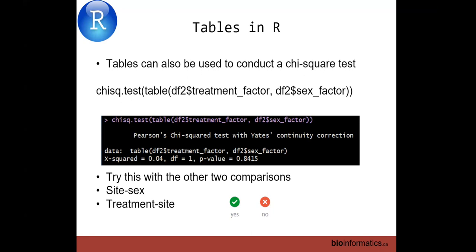But the chi-square test is actually computed on the table of your data itself, and that's why this works. You don't have to run chi-square tests this way, but it's a nice way to do it that's very clean for your understanding. So it's two categorical variables.